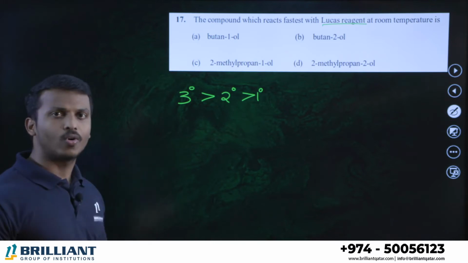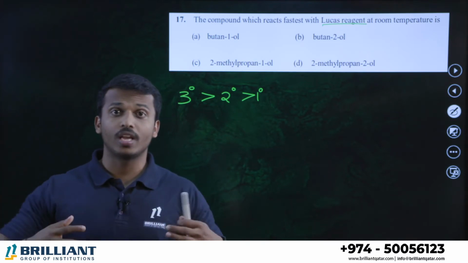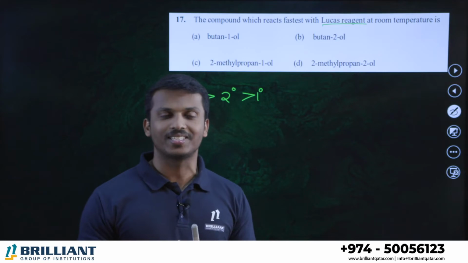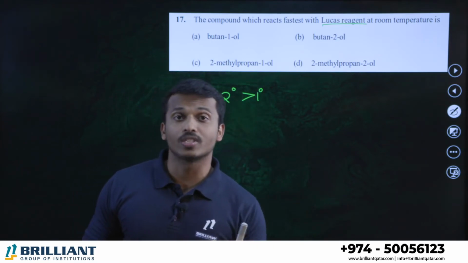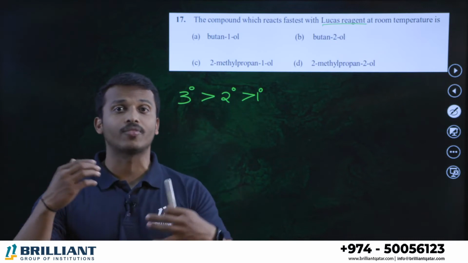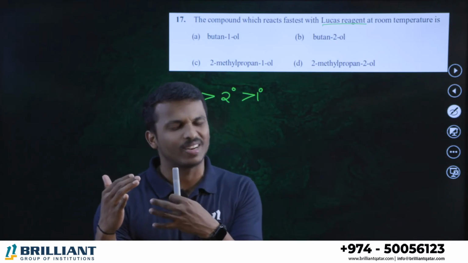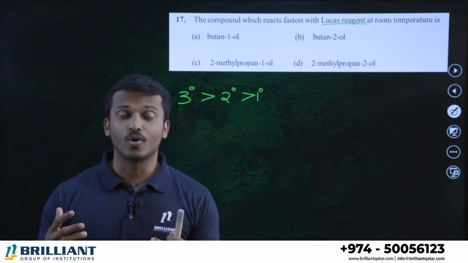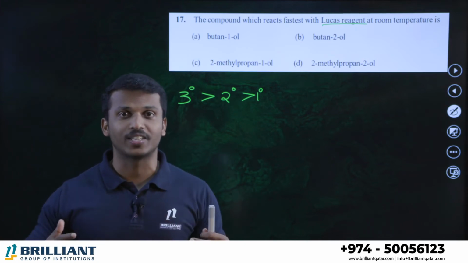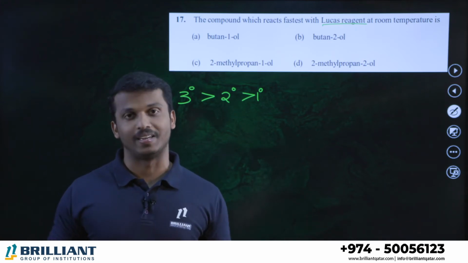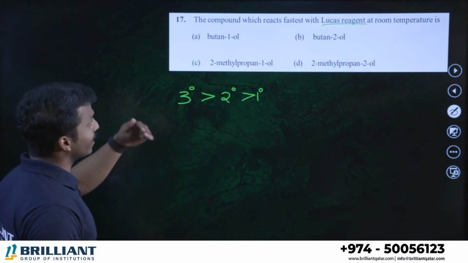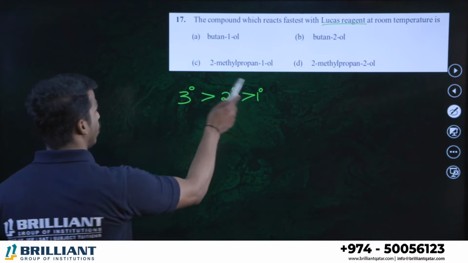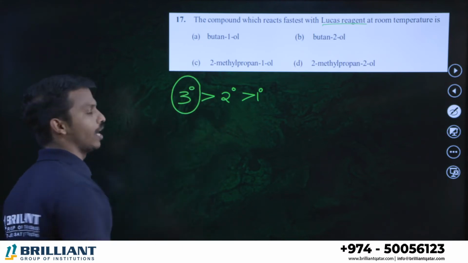Why tertiary alcohol? When tertiary alcohol reacts with the Lucas reagent, it will give immediate turbidity. And what about secondary alcohol? Secondary alcohol will give turbidity after 5 minutes because its reactivity is a little less. Primary alcohol won't react in normal conditions, it gives turbidity only on heating, which means it is very less reactive. So the question is which is fastest reactive with the Lucas reagent. So which is a tertiary alcohol?